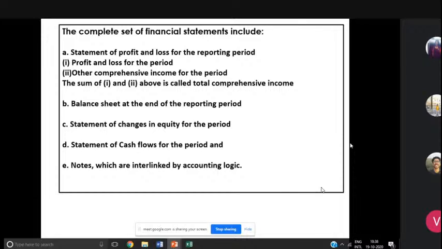Number 2, balance sheet at the end. Please put the word at the end, because you prepare the balance sheet on a particular date, because it's a position statement. Please underline at the end.